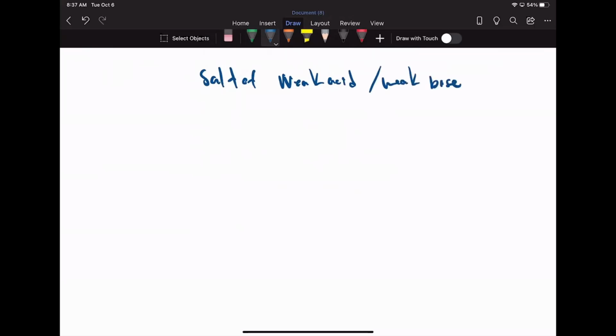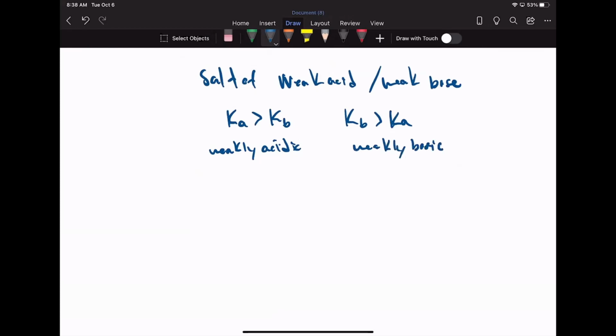weak base, what's going to determine this is whether the Ka is greater than the Kb, or the Kb is greater than the Ka. If the Ka is larger, then this is going to be something that's weakly acidic. If the Kb is larger, we're going to have something that is weakly basic.